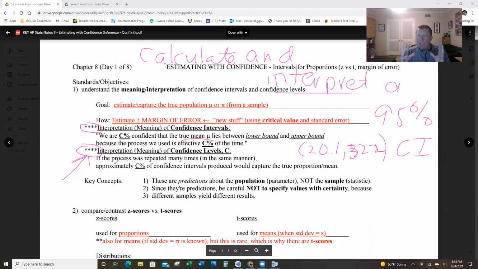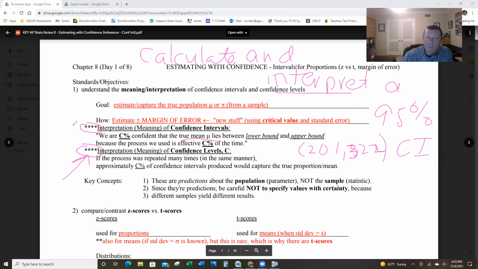It comes from this concept. When you are estimating things, you're sampling. And every time you do a sample, you're going to get a different result. And the theory is 95% of the intervals will actually capture the truth. So if they ask you generically, what's the meaning of 95% confidence? That's this sentence frame. If the process is repeated many times in the same manner, approximately 95% of the confidence intervals would capture the true proportion or mean, depending on what you're talking about.